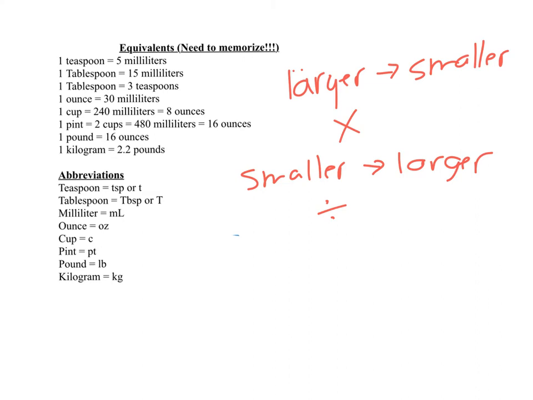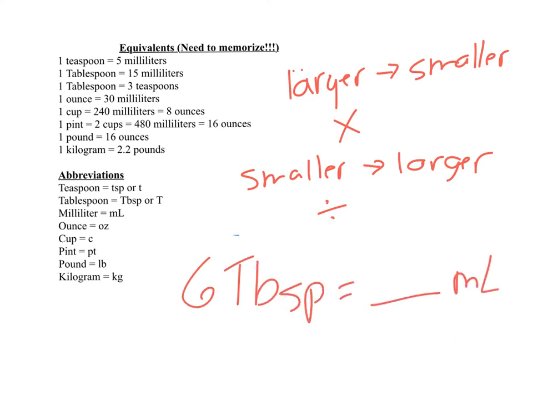Okay, let's do another one. Let's say we have 6 tablespoons, and I want to know what that is in milliliters. So again, my known for tablespoons and milliliters, we've got that right up here. Not tablespoons and teaspoons underneath. Tablespoons and milliliters is this 1 to 15.